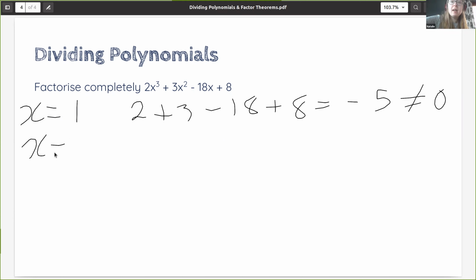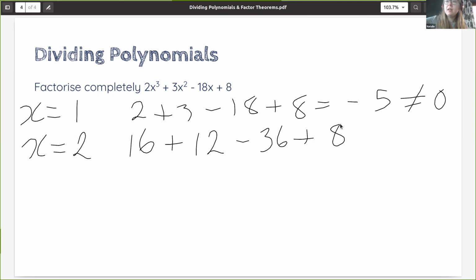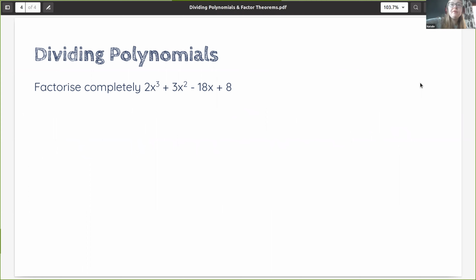So let's try x is equal to 2. 2 times 8 gives me 16, plus 3 times 4 gives me 12, minus 36, plus 8. Well, that gives me 0. And so I can say with certainty that x minus 2 is a factor of this polynomial. So we found our factor. Now for the long division.